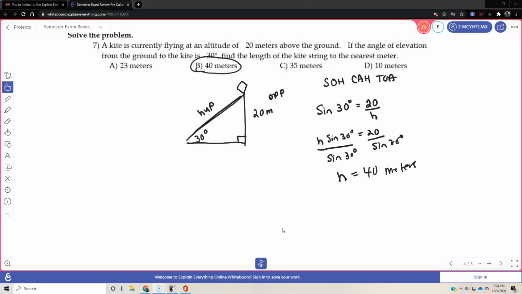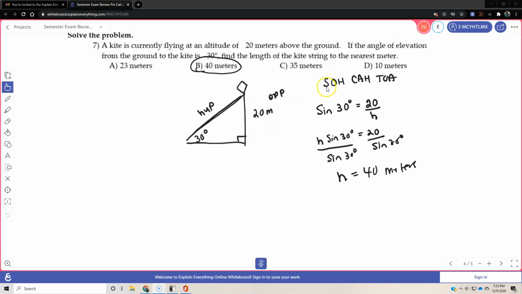So the last problem in the review is an application problem. It says a kite is currently flying at an altitude of 20 meters above the ground. If the angle of elevation from the ground to the kite is 30 degrees, find the length of the string of the kite to the nearest meter. So here is the angle of elevation, which is 30 degrees. We're looking for the kite string. We know that from the kite to the ground is 20 meters. So we're looking for the hypotenuse. And of course, the 20 meters is the opposite.